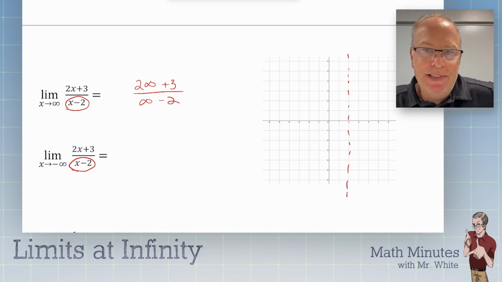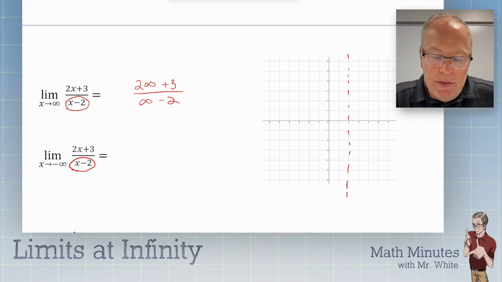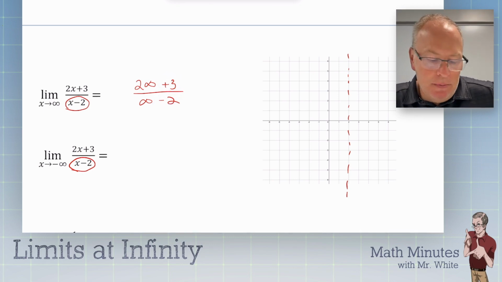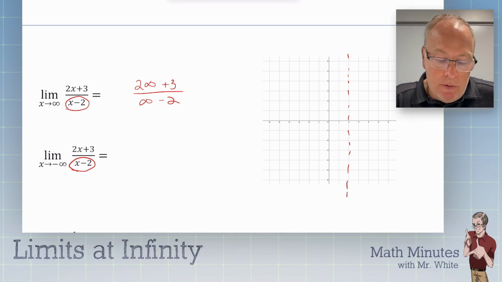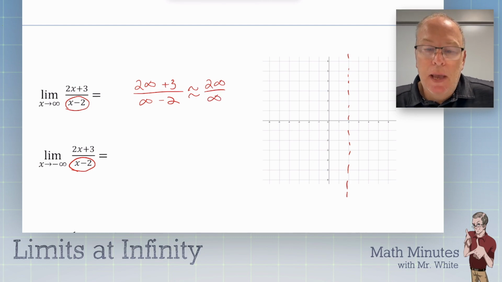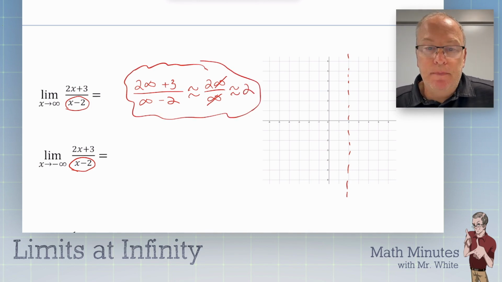When we plug a bazillion in there, folks, does the 3 even matter anymore? Does the 2 have any effect, the minus 2? Does this have any effect on the fraction value, really? Not really. It's all going to come down to the 2 times infinity divided by infinity. And the infinities cancel, so we are essentially equal to 2 as we imagine plugging the numbers in.